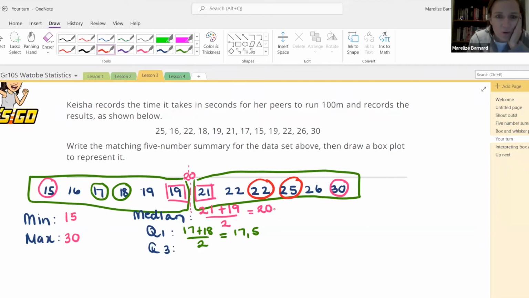Okay, so for upper quartile, we're going to go 22 plus 25 divided by 2. And that is 23.5. Okay, have we got it, everyone? All Watobians? Now draw your box and whisker plot.